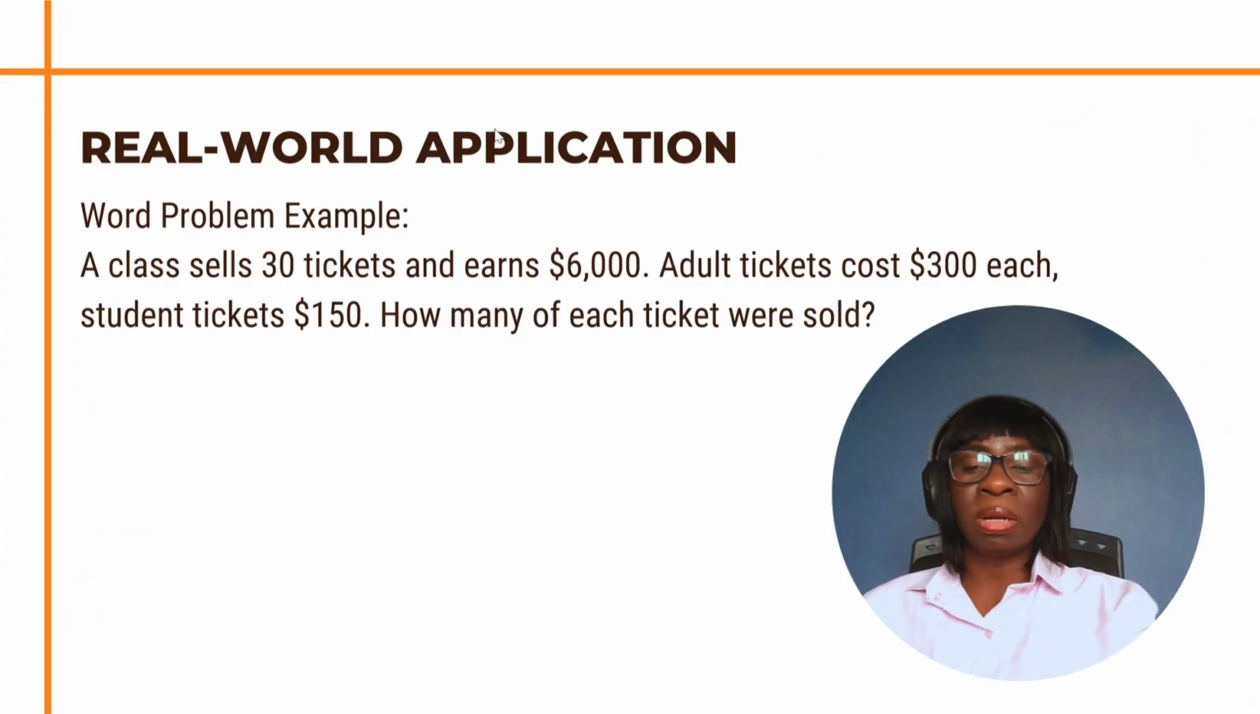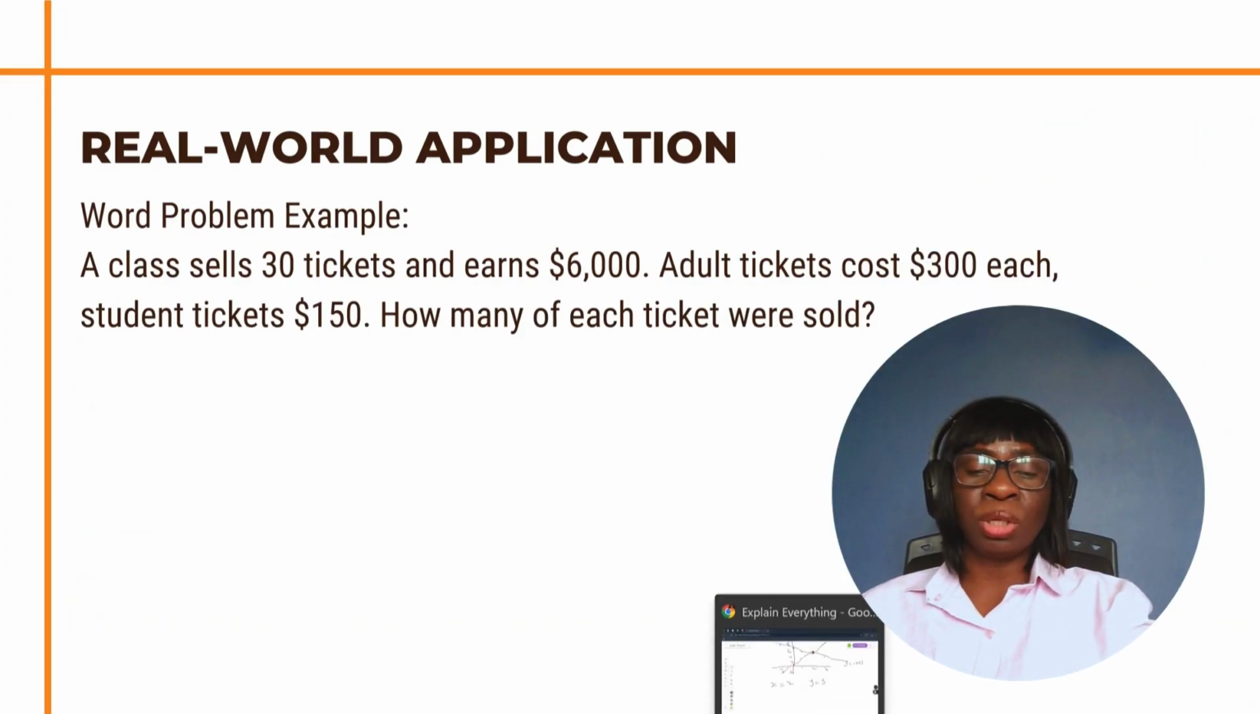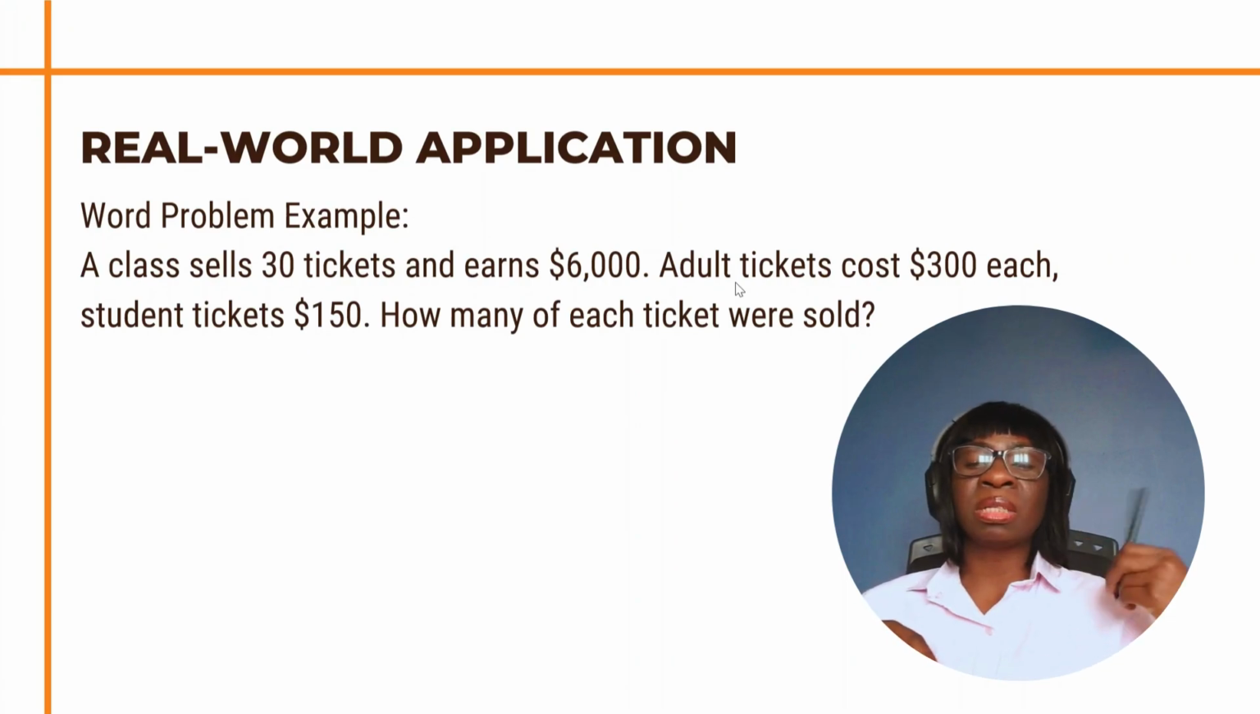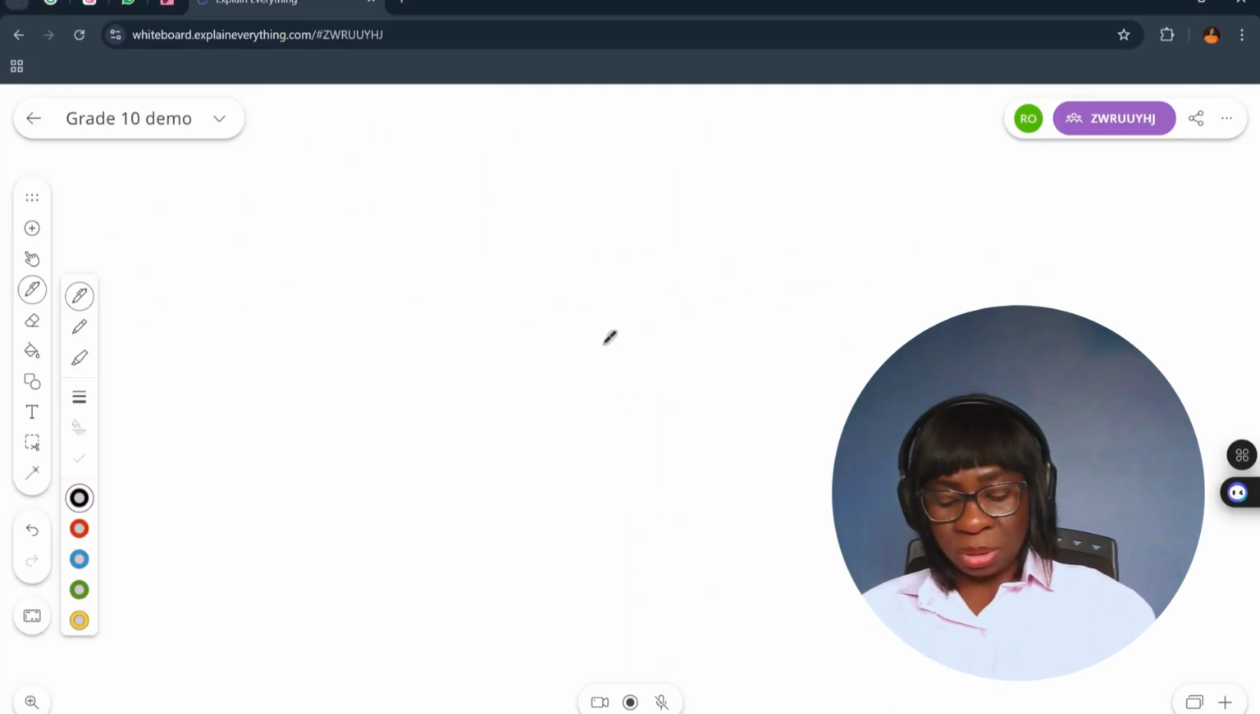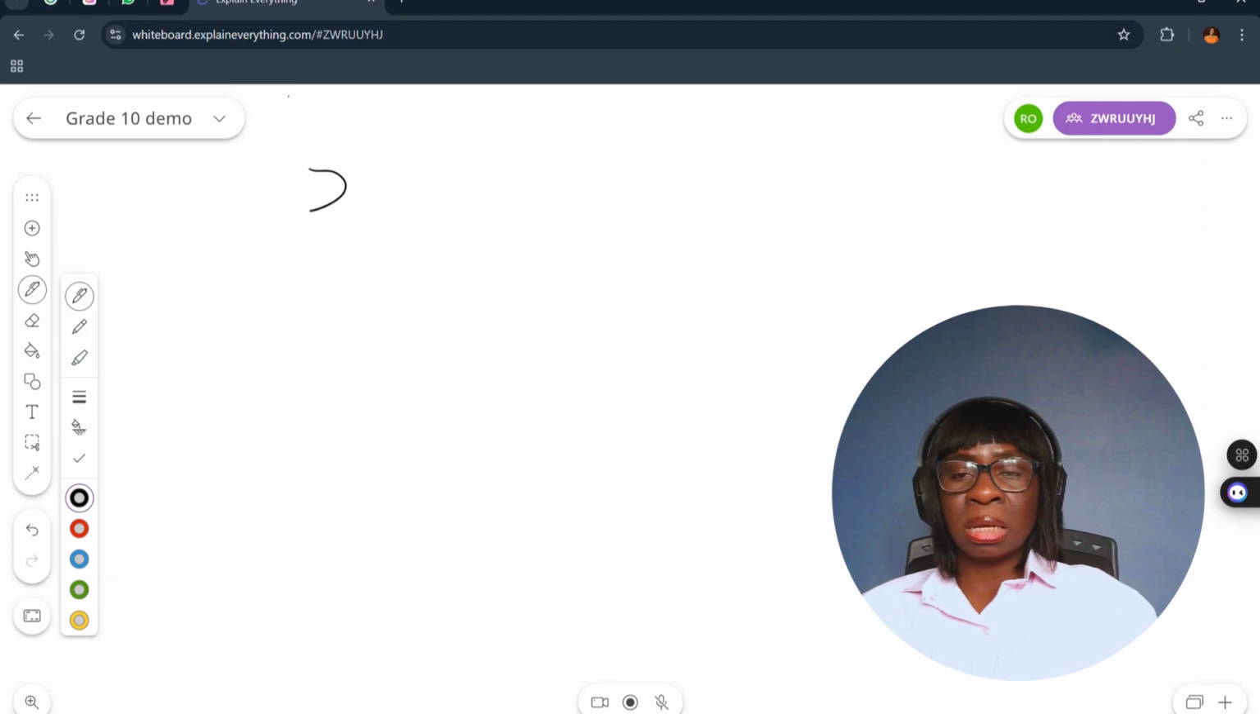Let's solve a real world problem that involves a system of linear equations. The question says a class sells 30 tickets and earns $6,000. Adult tickets cost $300 each. Student tickets cost $150 each. How many of each ticket were sold? That means for the total of 30 tickets that was sold, we have adult tickets and student tickets. The class sold student tickets plus adult tickets, and that will give 30.